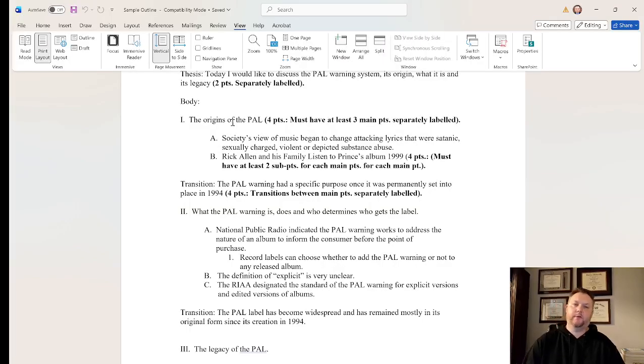You have to have a transition labeled. So you'll see here it says transition, which, look, transitions are how you move from one main point to the next main point, and you have to have these labeled. This is worth 4 points out of 25. You have to have these labeled between each main point, so from your first to your second, from your second to your third, typically. And in reality, you're probably always going to have a transition statement.